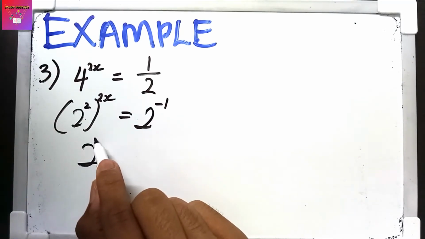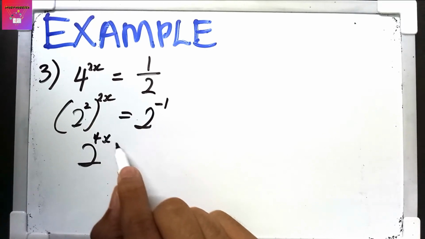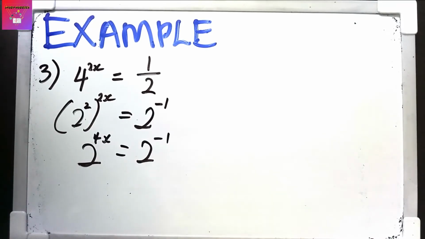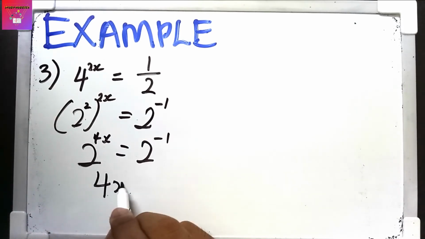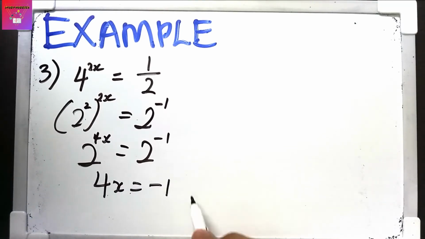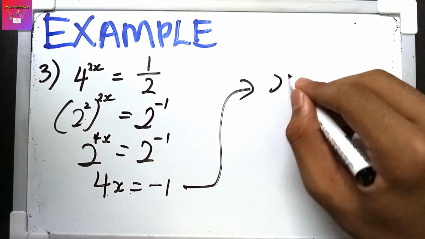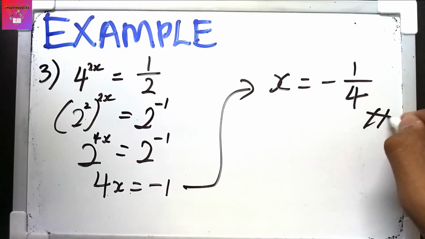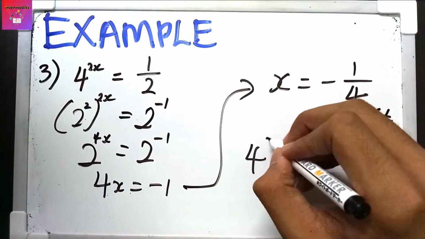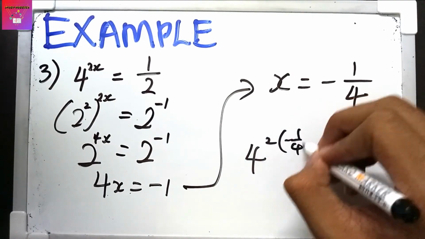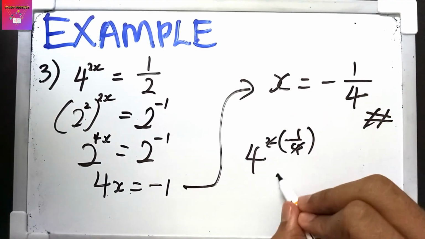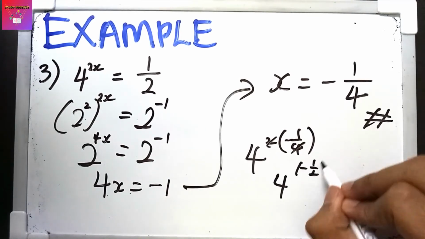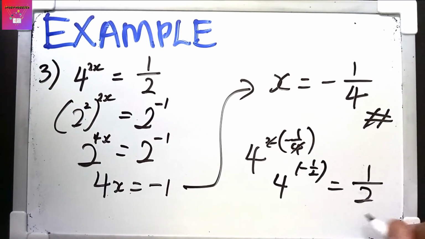According to the exponent rule, 2 power 4x equals 2 power negative 1. Since the bases are the same, you can just take the indices and make an equation from them. So 4x equals negative 1, which brings to x equals negative 1 over 4. That's the answer. You can try and see 4 power negative 1 over 4. You're going to get 4 to the power of negative 1 over 2, and if you try in your calculator, you're still going to get 1 over 2.